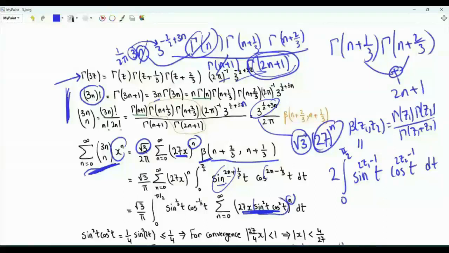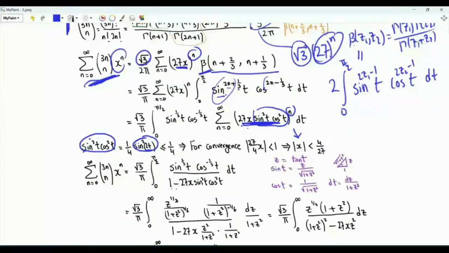Note that the maximum possible value of sine square t cosine square t is 1 over 4. This is because sine square t cosine square t is 1/4 sine 2t squared. This sine has a maximum value of 1, so this product has a maximum value of 1/4. For convergence, we want the absolute value of 27x times 1/4 to be strictly less than 1. Our result is valid so long as the absolute value of x is strictly less than 4 over 27.